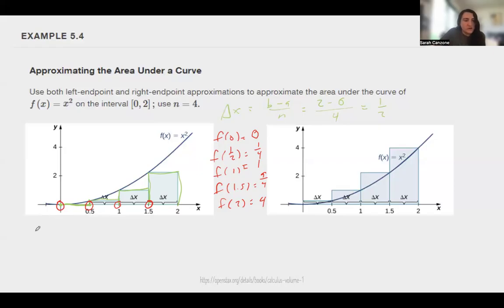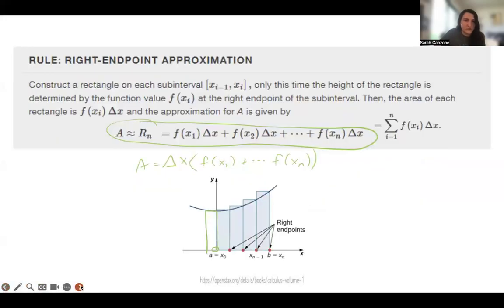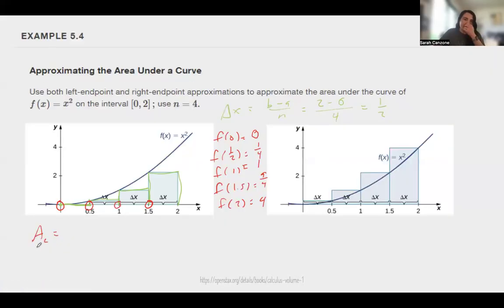Because now you can do the area of the left, or you can also say, what was the notation that we used here? R sub n. So you could say A sub L, or you could say L sub 4. So this says that we're using left endpoints with 4 rectangles. Either way is absolutely fine. I don't really care how you denote this as long as you specify what we're looking at.